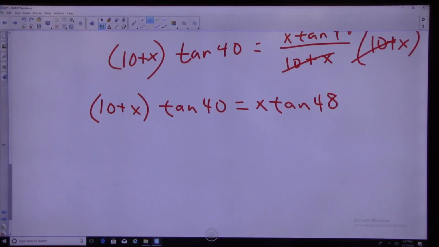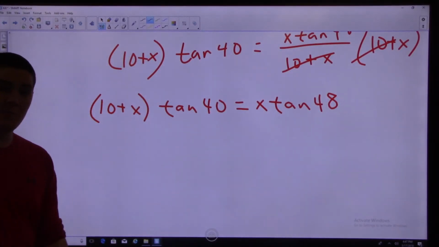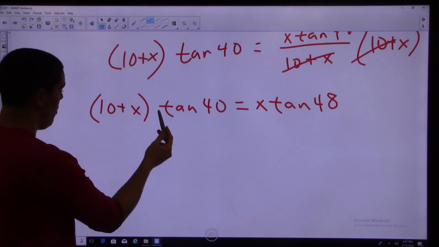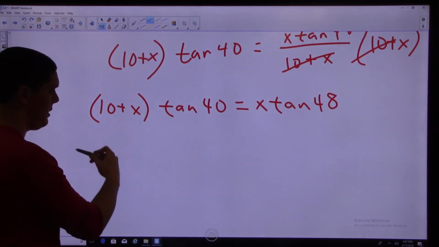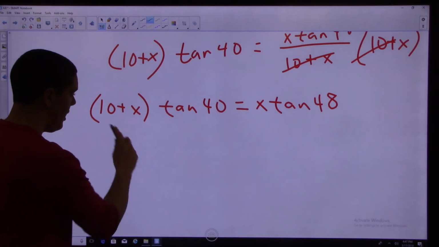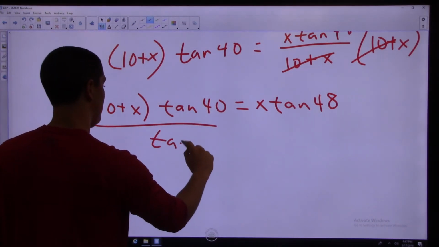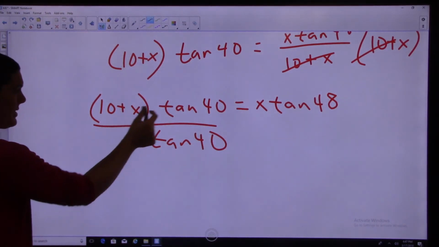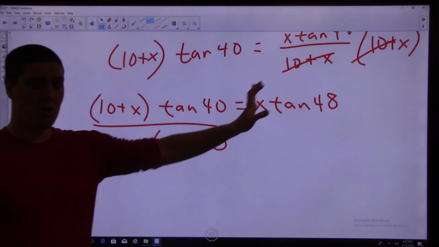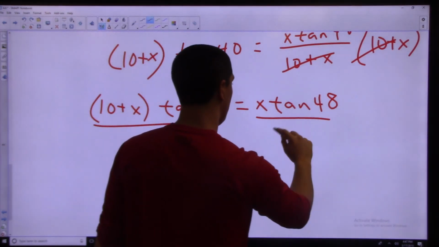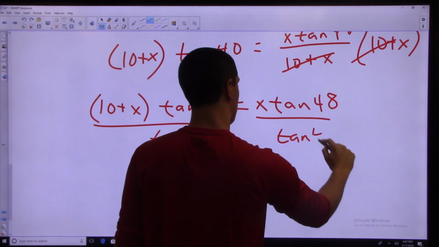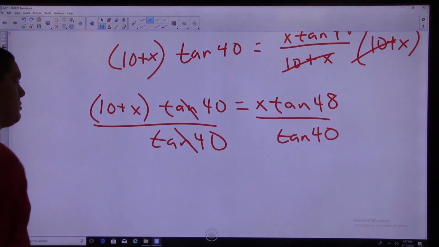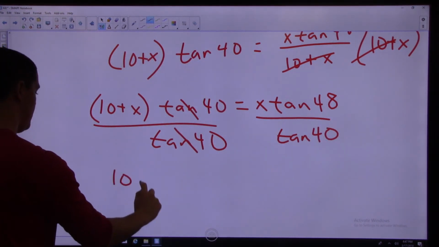What you could do here is distribute, but I want to make it as easy as possible myself. So rather than distributing tangent of 40, it would get kind of messy if I did that. Let me just divide by tangent of 40, because that's being multiplied, right? It's 10 plus x times tangent of 40. So I want to just go ahead and move it over here and just divide by it. So I don't have to worry about distributing. Those are gone when I do that. So we get 10 plus x.